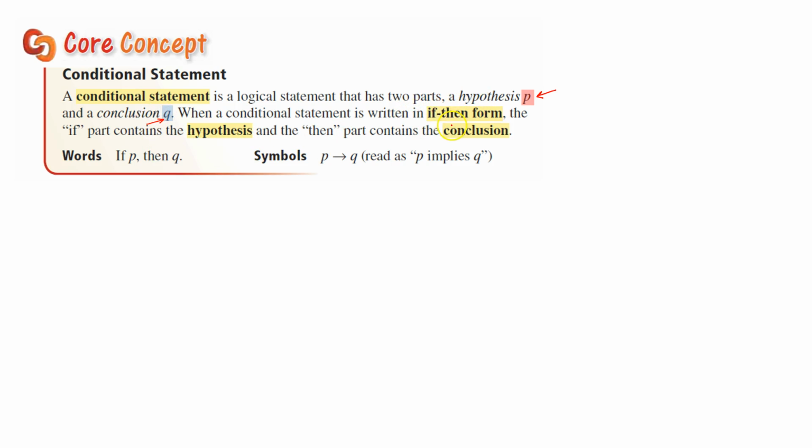We can write them in an if-then form, like if P then Q. The if part has our hypothesis and the then part has our conclusion. They're not always written in if-then form, and sometimes we have to decode the statement to figure out which part is the hypothesis, which part is the conclusion, so that we can think about them in if-then form. So if you see it like this in words, if P then Q, if the hypothesis then the conclusion. The symbolic part is P arrow Q, and you read this, you say P implies Q. It means the exact same thing as if P then Q. P implies Q. Same-o, same-o.